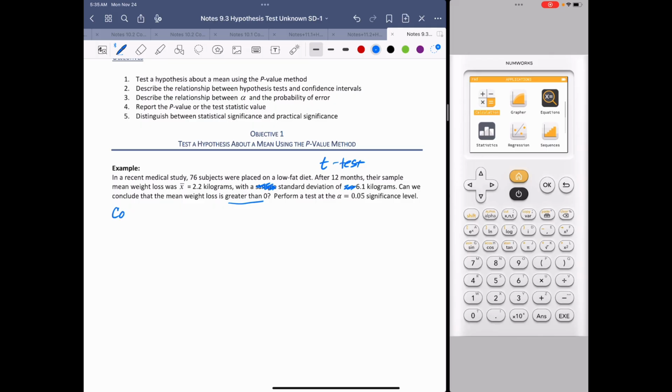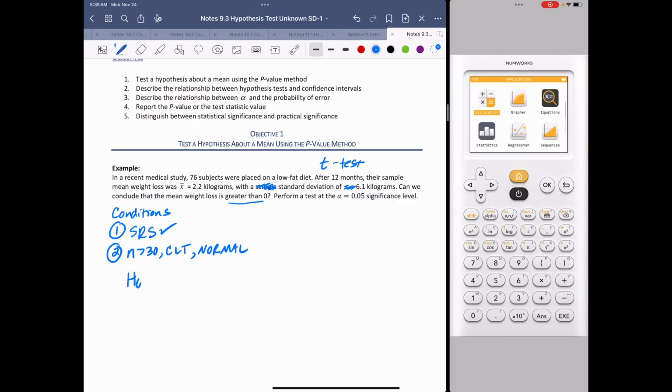All right, my conditions, same ones. The first condition is that they did an SRS, and they probably did not do an SRS. That's why they didn't put that. They probably, in this problem, randomly assigned groups based on the weight loss, like half of them were on this low-fat diet, and half of them were on Weight Watchers, something like that. My problem didn't say normal, but N is greater than 30. So CLT tells me that my sampling distribution will be normal.